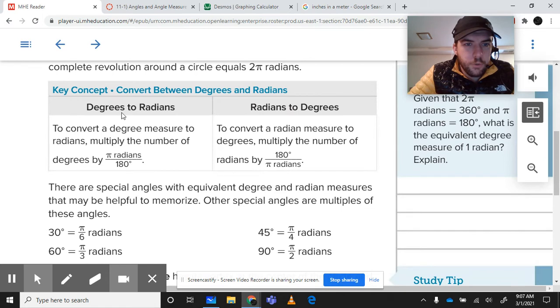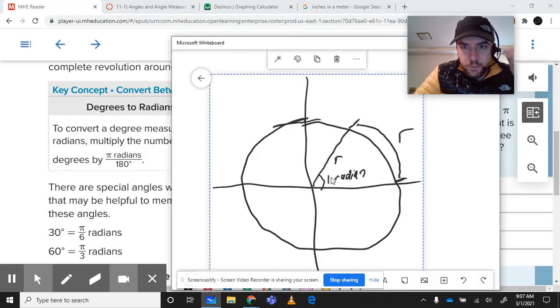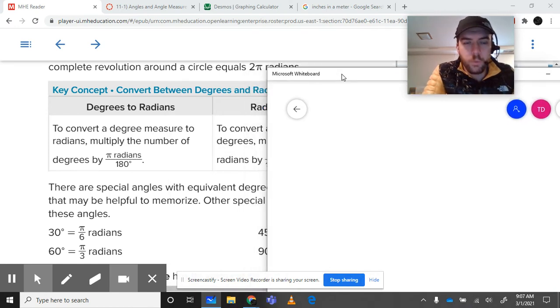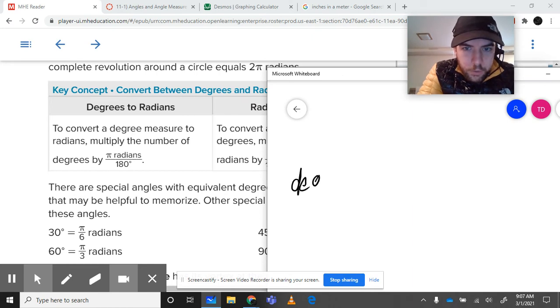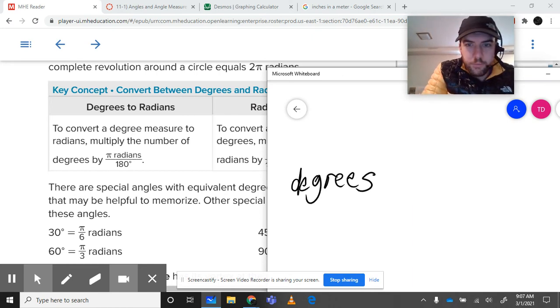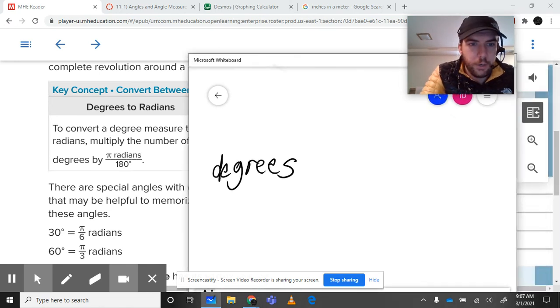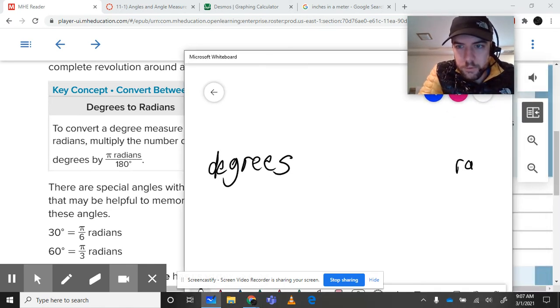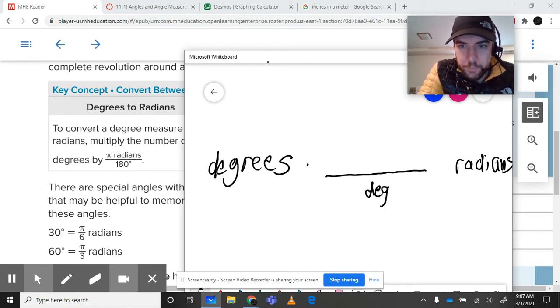So degrees to radians: if we're trying to convert a degree measure to radians, multiply the number by pi radians over 180. If you've never taken a chemistry class or something where you're doing what we call dimensional analysis, this might not be super intuitive, but what you want to do is look at the units. If you have a number of degrees and you want to get to a number of radians, you're given degrees, you want to get to radians. Well, then you need to multiply by some sort of ratio where degrees is on the bottom, so that these will cancel out on top and bottom, and that radians is on the top.